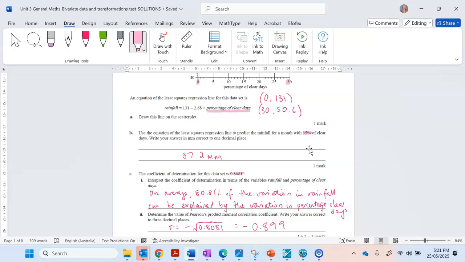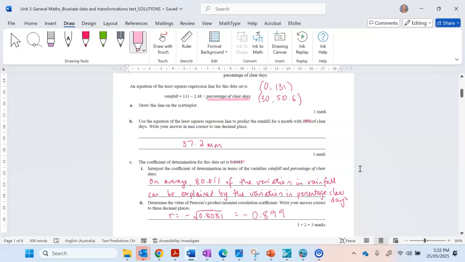So if you wrote 80.8% on an exam, you would actually get this question wrong. So make sure you're writing all decimal places. So 80.81% of the variation in rainfall can be explained by the variation in percentage clear days. So straightforward bound reference question.